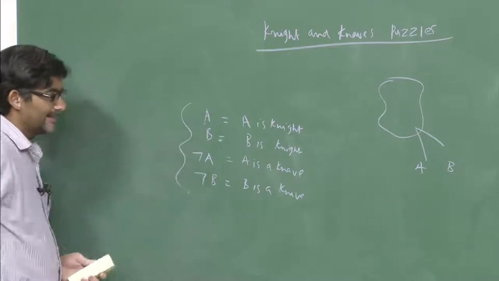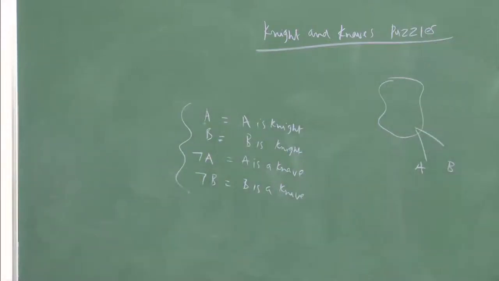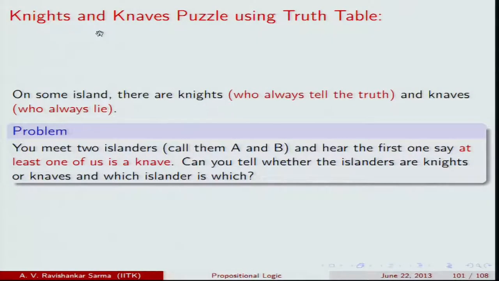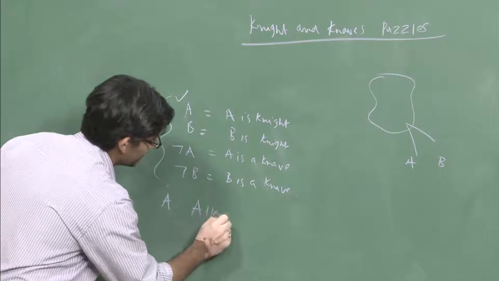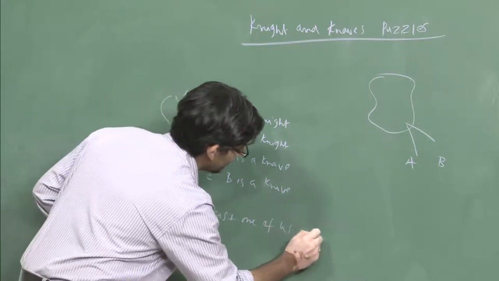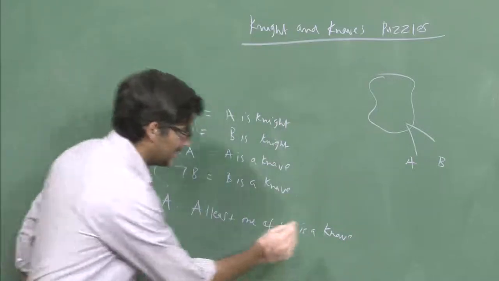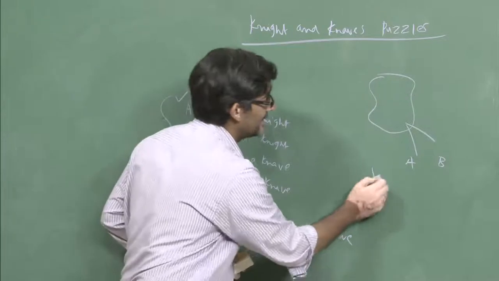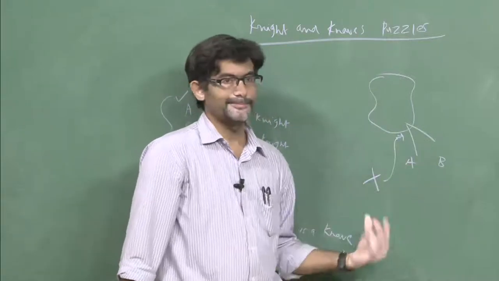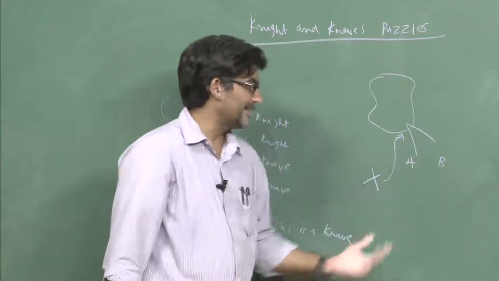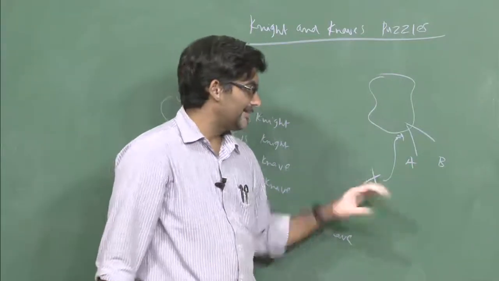Now there are some particular kinds of problems. You are a stranger who visited this island, and you are trying to find out what they are. So you ask some questions, and this is what they tell you. You hear the first one say at least one of us is a knave. The first one is A. So A says at least one of us is a knave. This is the information that A gives. You don't know whether A is a knight or B is a knight, but based on the information they give you, you will draw some conclusion.